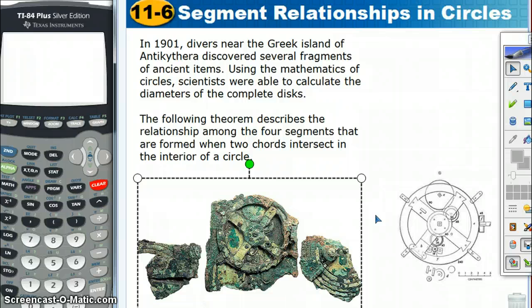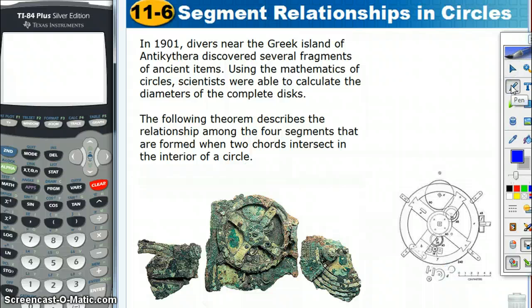And these were part of a clock that they used to calculate things about the planets. And this is from 2,000 years ago. This is what they think the clock looked like back then, and it had moving parts, etc. So they used the theorem that we're going to be using today. Let's move on.